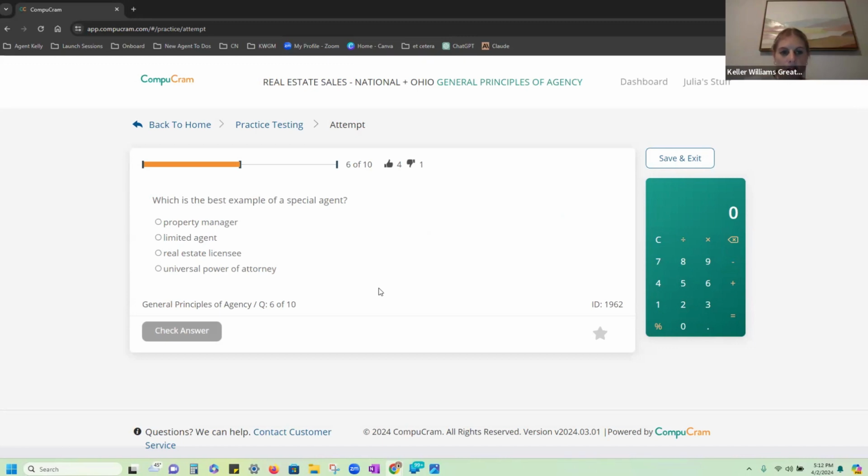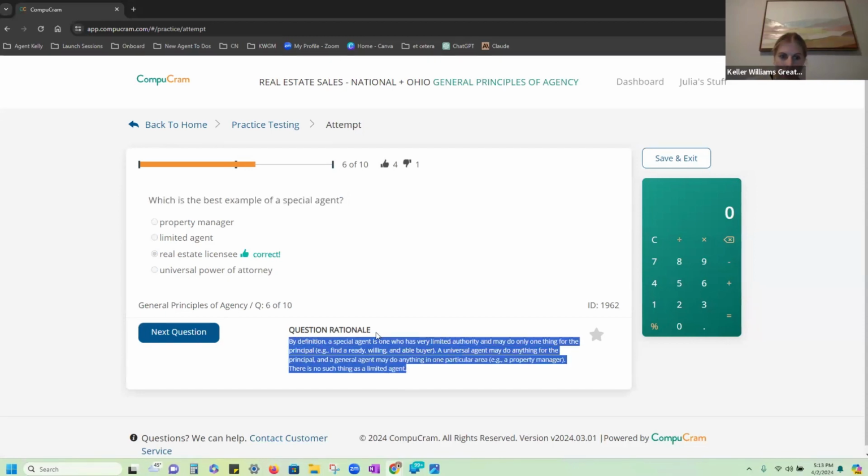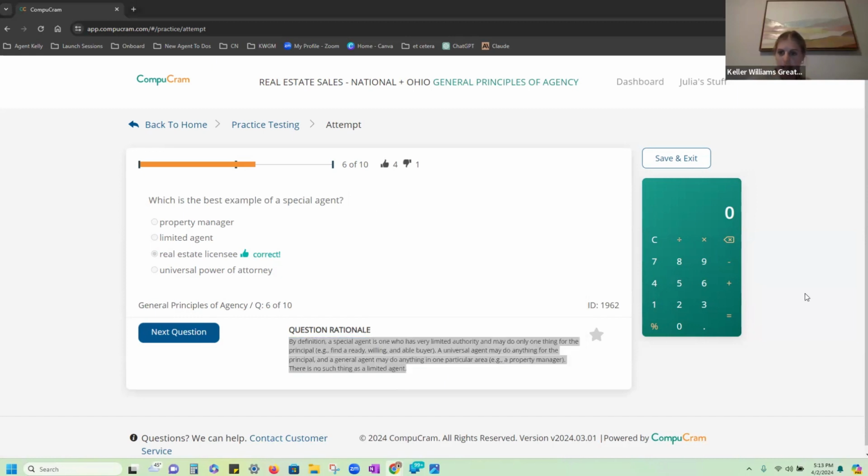Which is the best example of a special agent? A, a property manager, B, a limited agent, C, a real estate licensee, or D, universal power of attorney. Best example of a special agent, cool. I'll say C. And that is correct. So the best example of a special agent is a real estate licensee. Soon to be that. And then the good example for a general agent is going to be a property manager. Definitely good to know that. And then a universal agent is a universal power of attorney, or just a power of attorney would be a universal.